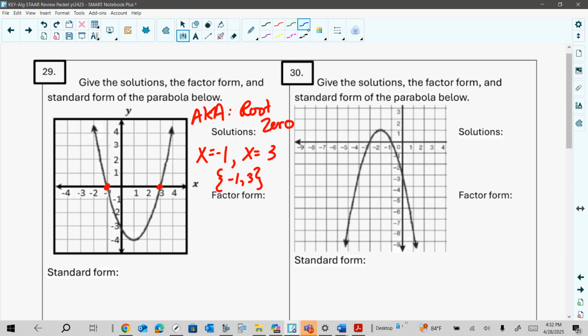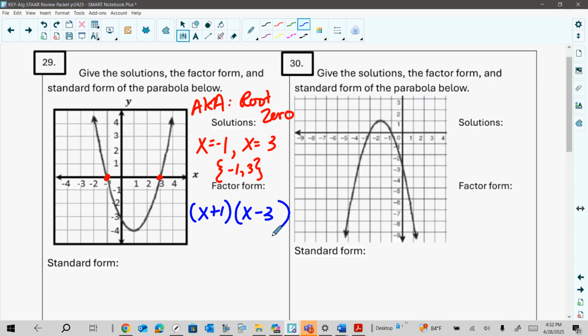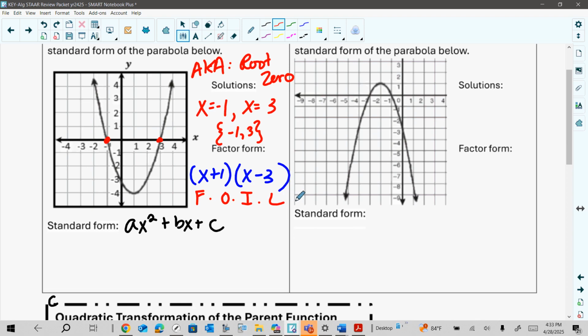Now, for factor form, you have to remember to do the opposite of these values for x. This would be x plus 1 and x minus 3. Okay, this is our factor form. And to get it into standard form, which is ax squared plus bx plus c, we are going to have to FOIL those two binomials. There's nothing to expand, so normally I would expand, FOIL, distribute, combine like terms, but we have no expanding. We just go straight to the FOIL.